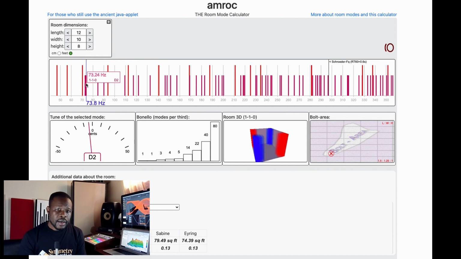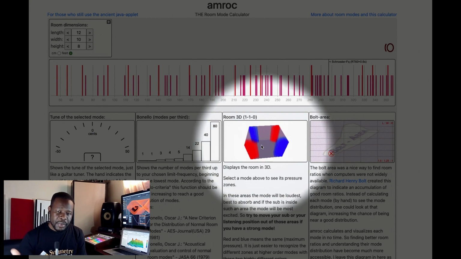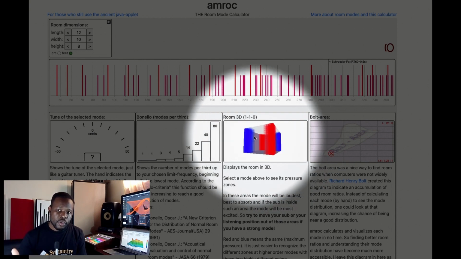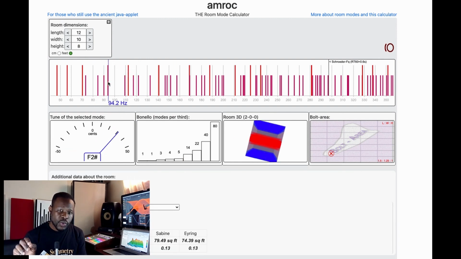We also have tangential room modes. Tangential room modes are found in corners or where two walls meet. And that's why you see a lot of companies advocate for placement of bass traps in these areas, because there's a build-up of tangential modes in these areas. And then we have the oblique modes. Oblique modes are actually the weakest.